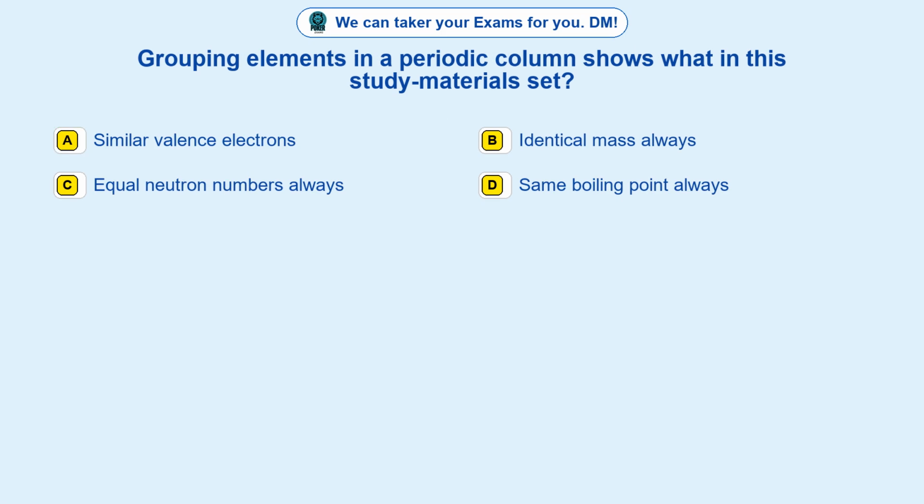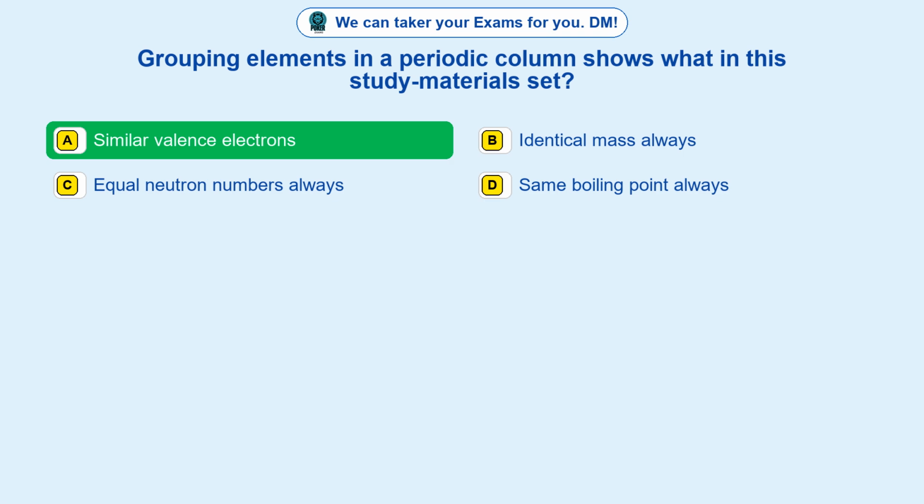Question 40. Grouping elements in a periodic column shows what in this study material set? Option A, similar valence electrons. Option B, identical mass always. Option C, equal neutron numbers always. Option D, same boiling point always. The correct answer is option A, similar valence electrons.